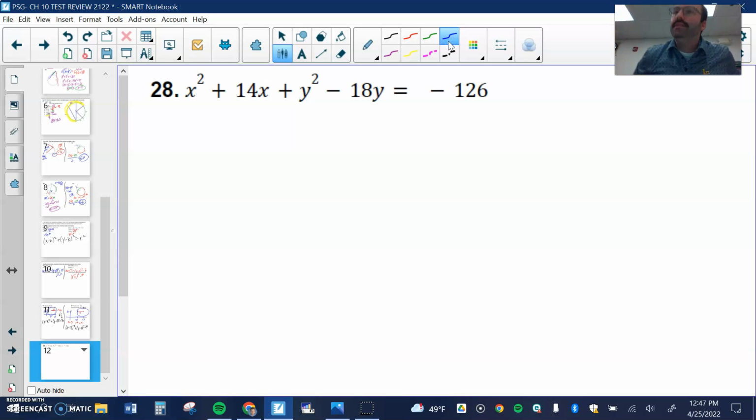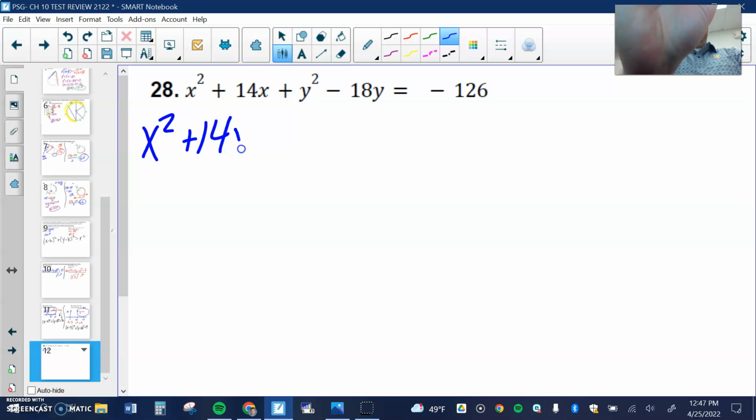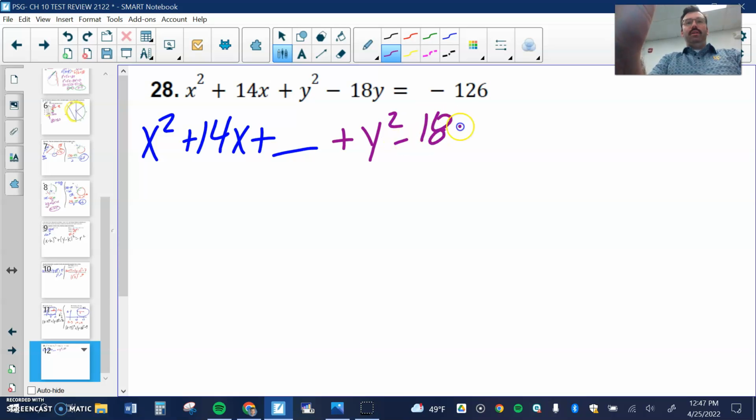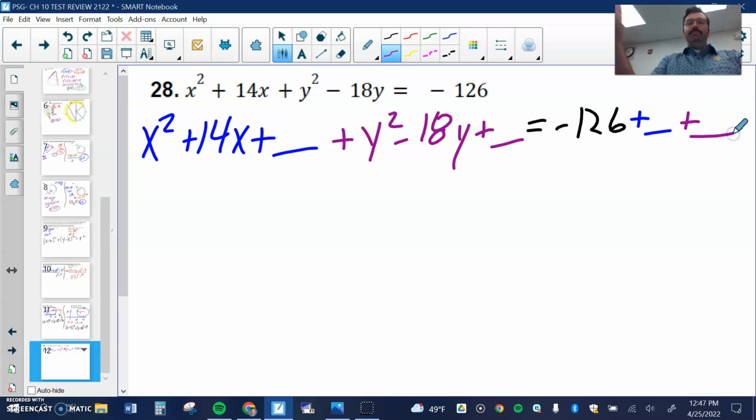All right, the fun problem. Here we go, a doozy. Let's get ready. Keep our x terms together: x squared plus 14x plus blank, plus y squared minus 18y plus blank, equals negative 126 plus blank plus blank. Your blanks always go after the x and then after the y. Once I've written down my x squared and my x, I write the blank. Y squared and the y, I write the blank. If I put it on one side, I've got to put it on the other.